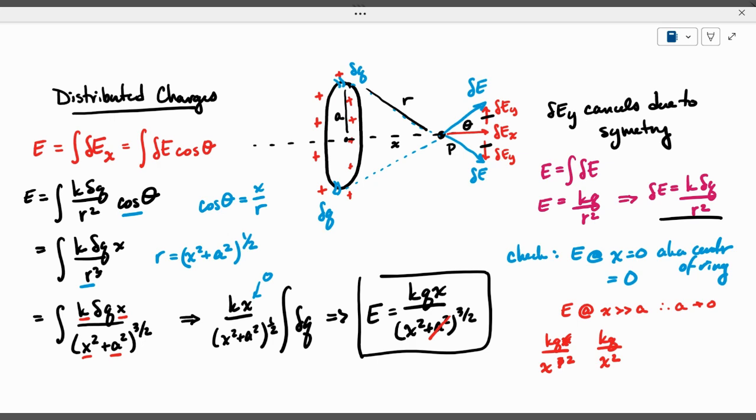That makes sense, because this right here is the equation that we were using as one of our fundamental concepts of the electric field. Hopefully that helped you see how to derive the equations for the electric field at a distance when given a distributed charge, at least for a ring.